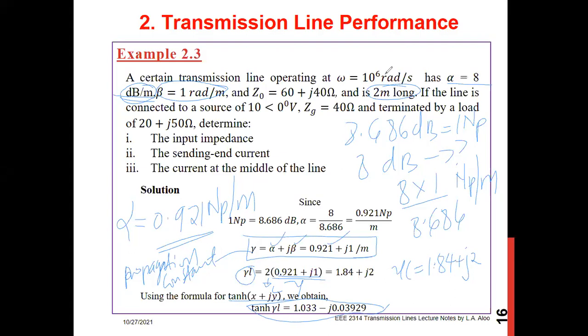You can consult your geometry and your calculus or mathematics for the formula for tan hyperbolic x plus jy, and see how you can use it to calculate tan hyperbolic gamma L to get 1.033 minus j0.03929. The tan hyperbolic of x plus jy will be evaluated by using the exponents, okay?